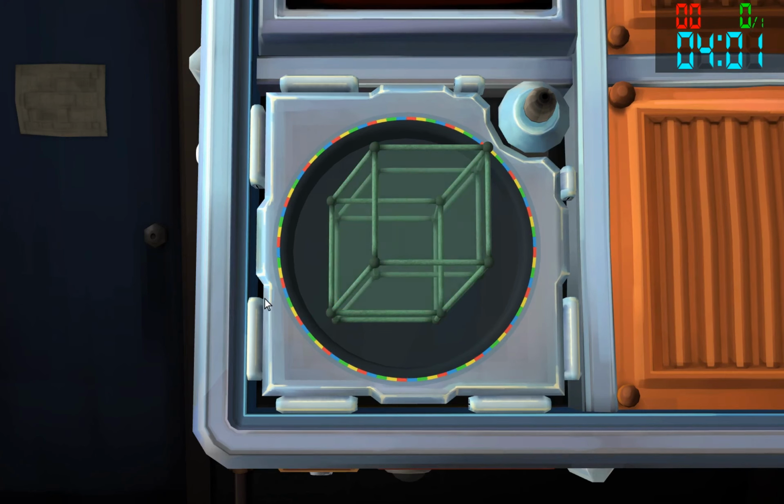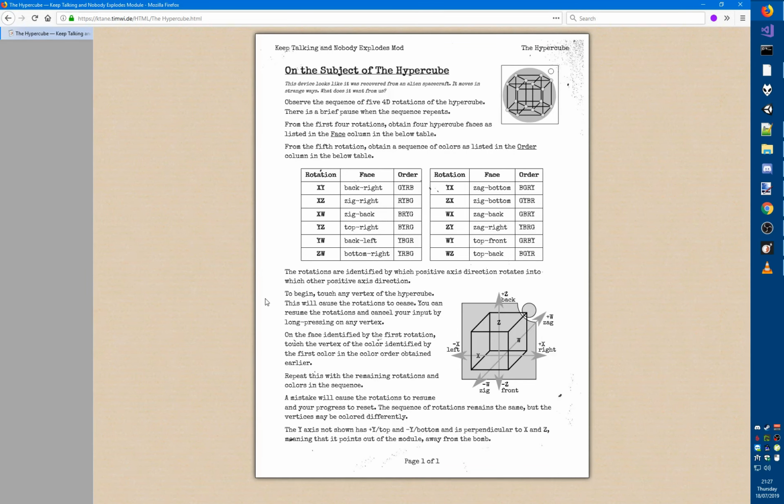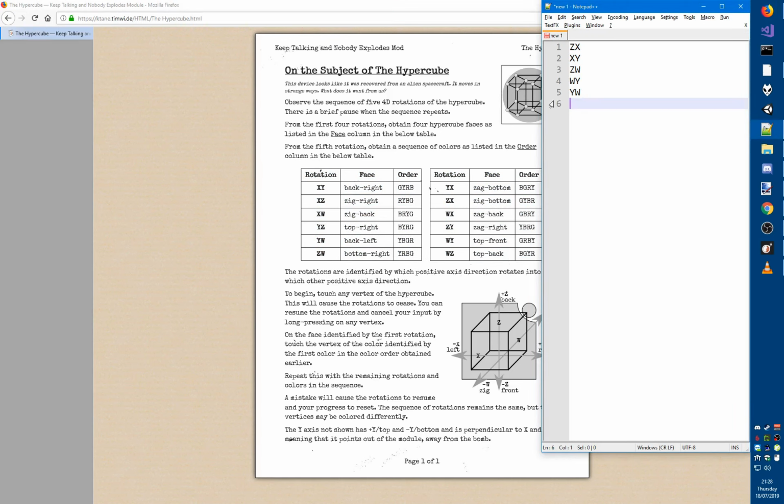Let's click on a vertex, let's get some colors. And now let's take a look at the manual. It works exactly the same way as the Ultracube, just fewer stuff. So the last rotation, we start with that one. YW, we look at the colors. We have yellow, blue, green, red.